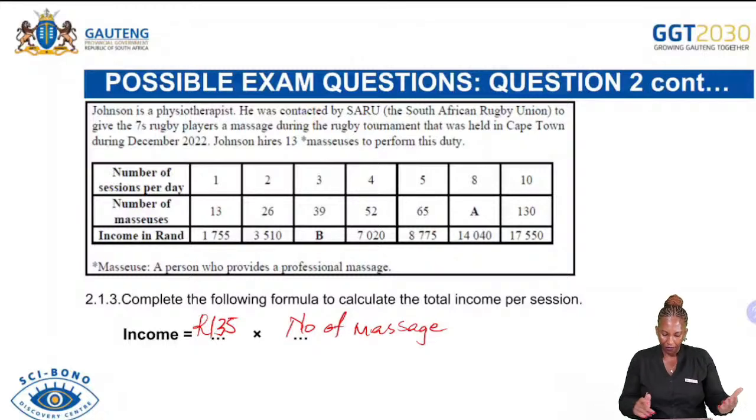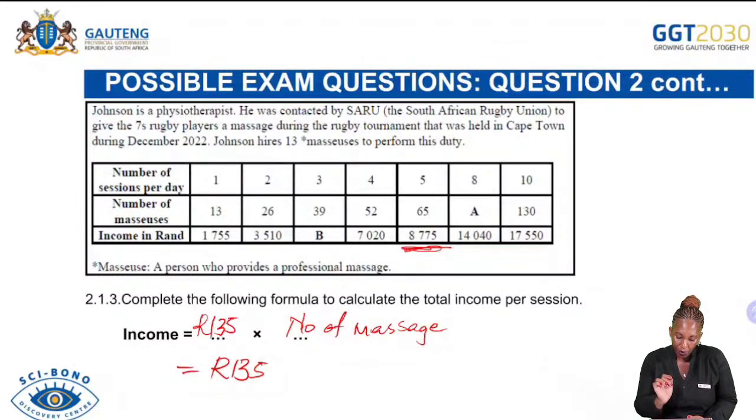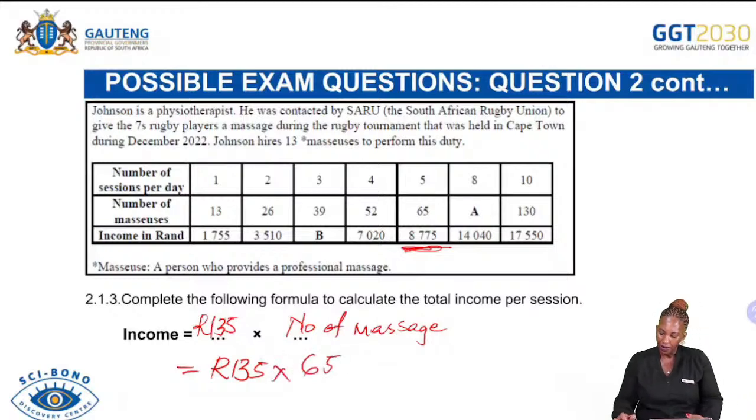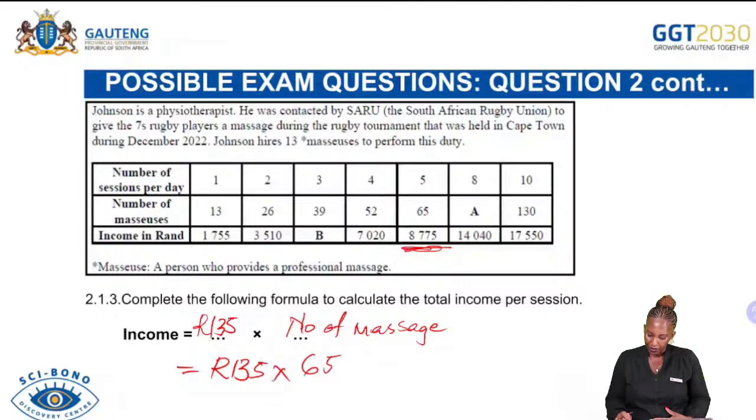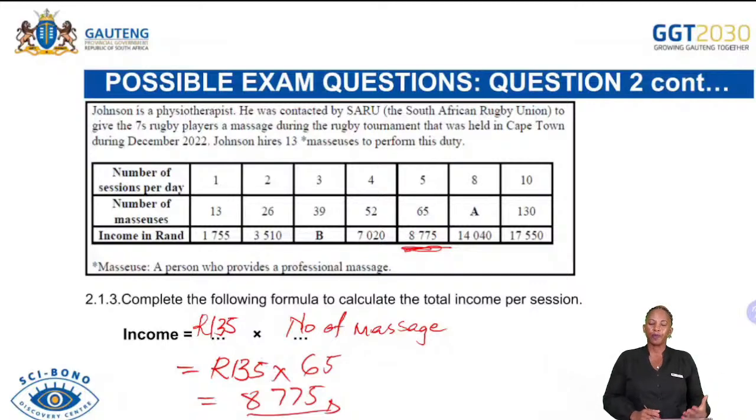Let's quickly verify this one using the formula. We said it is 135, the price per single massage, we multiply it by 65. Let's see if we'll get the same answer, just to check if our formula is correct. 135 multiplied by 65, and then we still get the same amount of 8,775 rand. And boys and girls, this is so simple.